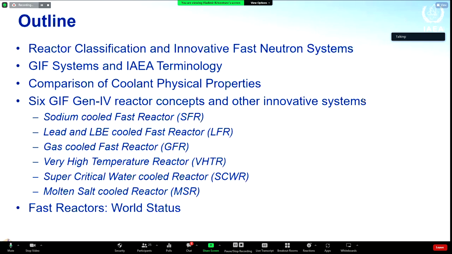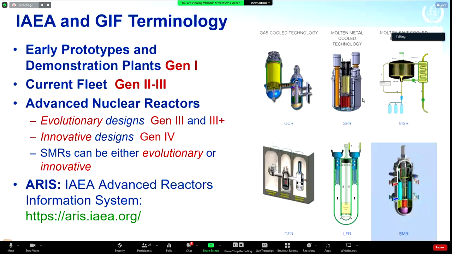First of all, I will explain the classification, how we do it, and what is the difference between GIF terminology and IAEA terminology. There are several nuances, you know. We will give a quick comparison of the coolant physical properties, which actually defines the type of the reactor and its features. I will show you six GIF Generation 4 reactor concepts, and also give you a brief status of the fast reactors in the world.